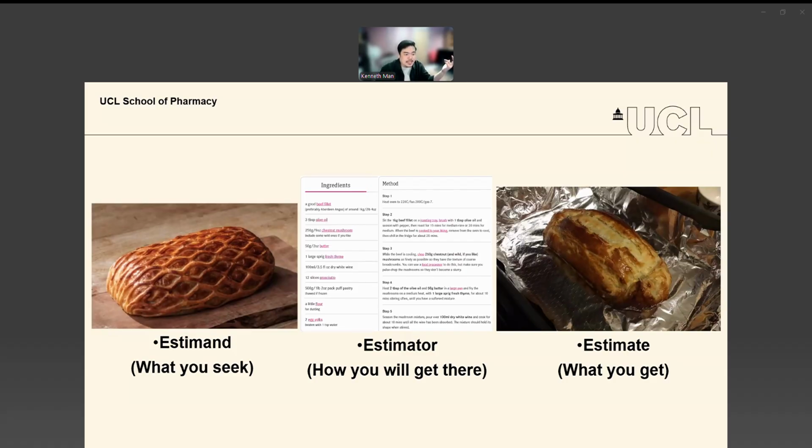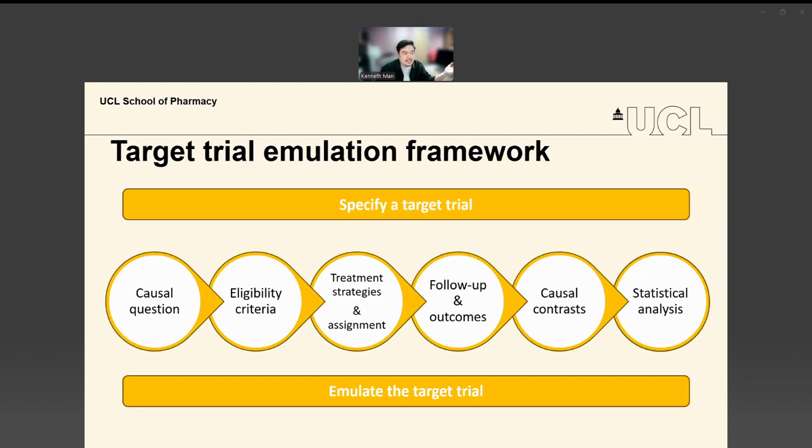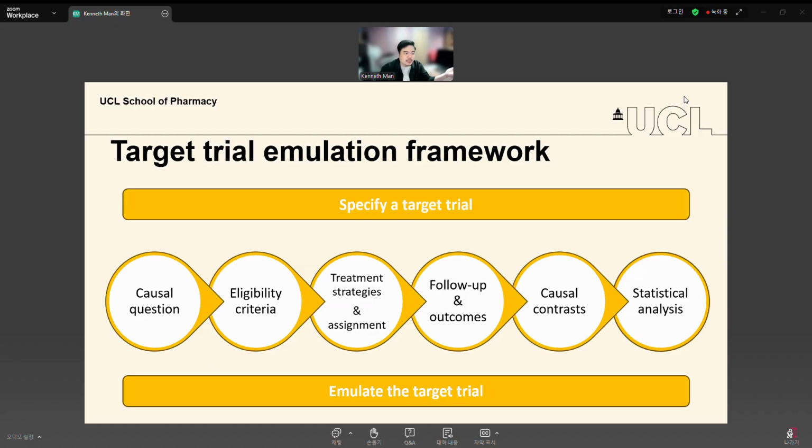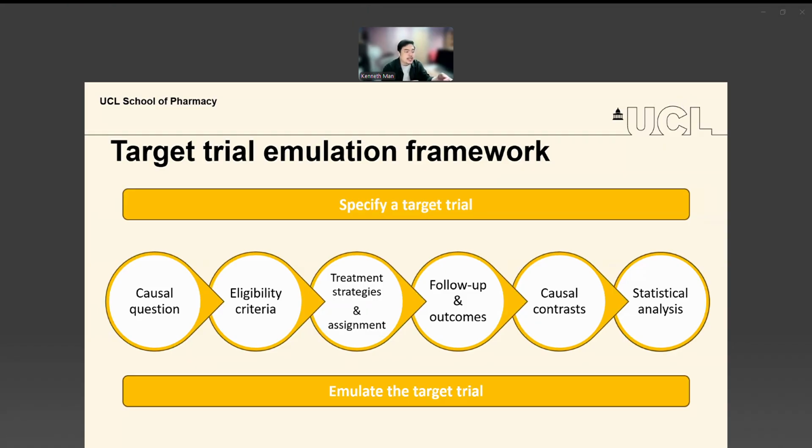We first develop the causal question, and then we go through the eligibility criteria for our target trial. Then we define the treatment strategies and how we are going to do the assignment. In trials, we have randomization. In observational data, what approaches are you going to apply for your strategy assignment? After that, we talk about how we are going to define the follow-up time, and how we are going to capture the outcomes with the observational data.